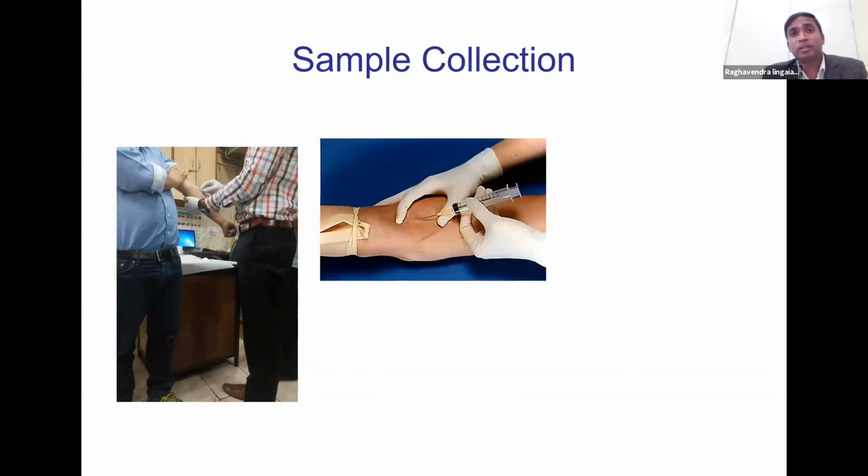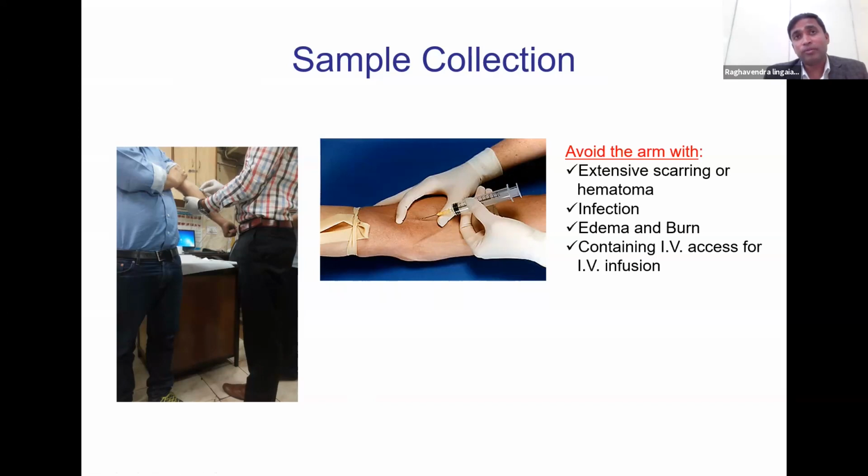The patient should be at ease, and the tourniquet should be tied at least a few inches above the point of venipuncture, and it should not be tied for more than a minute. If it is tied for more than a minute, then the coagulation cascade might get activated and your coagulation results might come out erroneous, or it might even lead to hemolysis after drawing the sample.